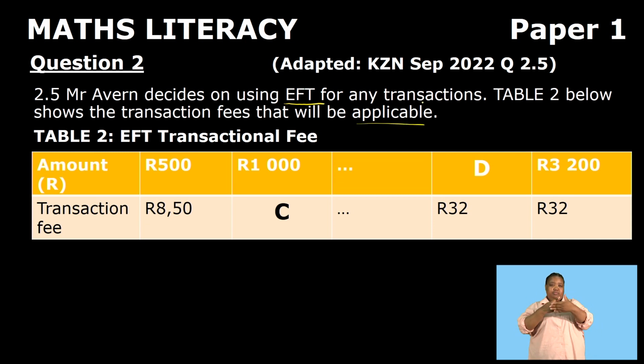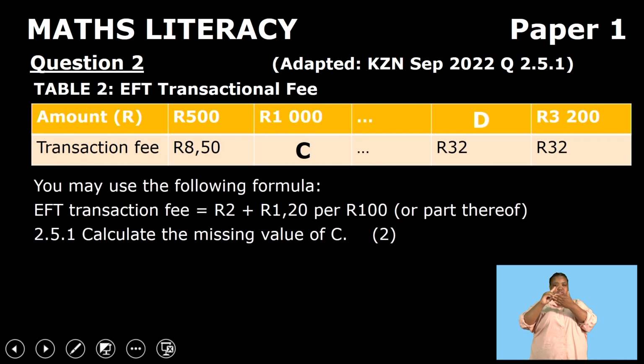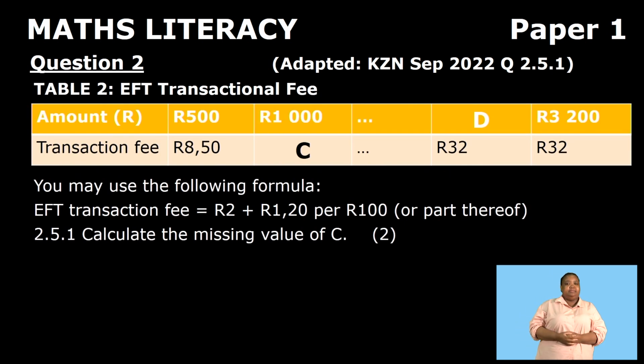Now remember your terminology. A transaction is any activity that will be happening in your bank account, whether it's a credit or it's a deposit, whether it's a credit or a debit. Now looking at the first question, it says you may use the following formula for an EFT transaction, that is the formula, and 2.5.1, it says calculate the missing value of C.